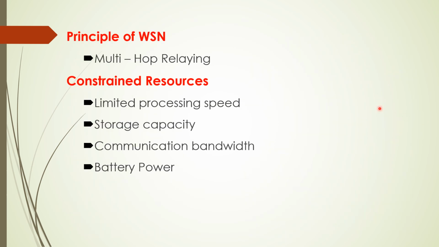Next, the principle of wireless sensor network is multi-hopping topology, and the constrained resources have limited power, speed, and storage capacity, and the communication bandwidth is also a constrained resource, and we have a limited battery power. So these are the constrained resources of your wireless sensor network.